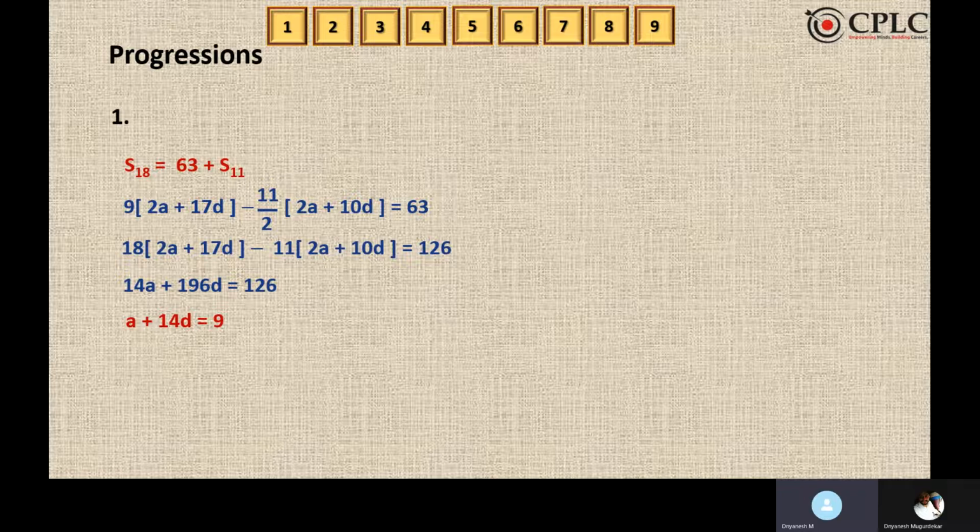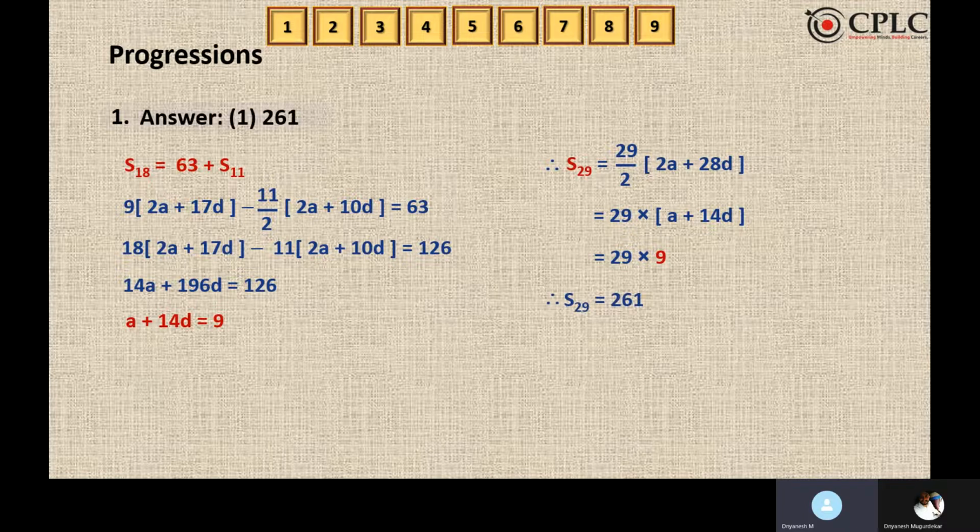Then they were asking the sum of first 29 terms of an AP. So we'll have to use the S29 formula, which is again n by 2, 29 by 2, into (2a plus (n minus 1) into d), that is 28d. Again, when you divide by 2, you will get a plus 14d inside the bracket. A plus 14d, we have already figured out from the first stage, is 9. So the final answer is 29 into 9, which is 261. Answer is the first option.